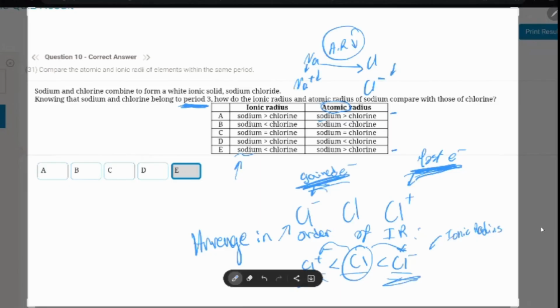Now let's take a look here. I told you, which one has a higher ionic radius, the negatively charged ion or the positively charged ion? Which one's bigger? The negatively charged ion. So therefore, we're going to pick E because chlorine will be bigger than sodium. Nice and easy.